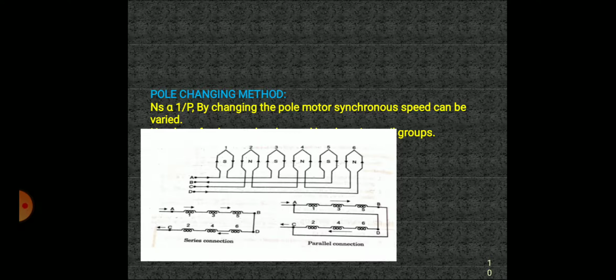The last method is the pole changing method. For a constant frequency, the synchronous speed is inversely proportional to the number of poles, N is proportional to 1 by P. By changing the poles, the motor synchronous speed can be varied. Provision for changing the number of poles has to be incorporated at the manufacturing stage, and such machines are called pole changing motors or multi-speed motors.